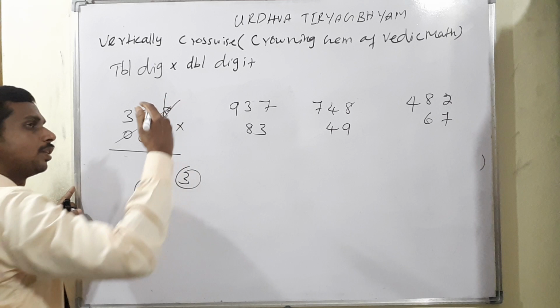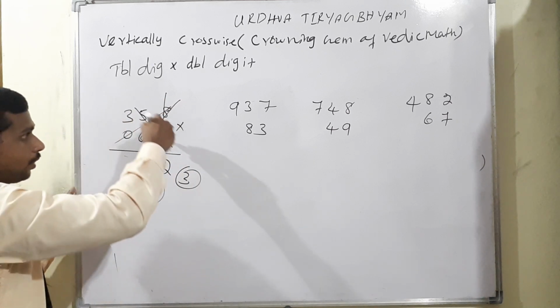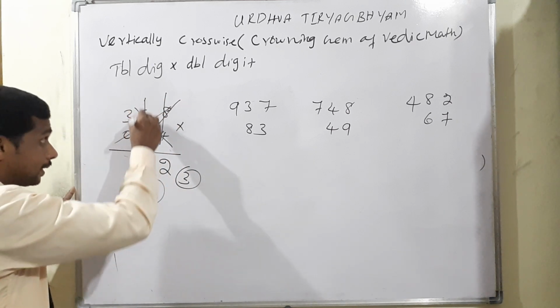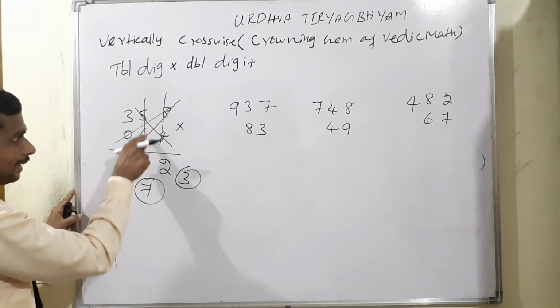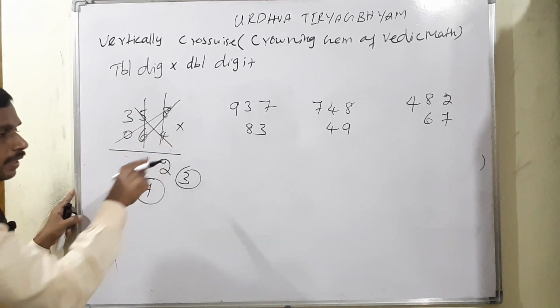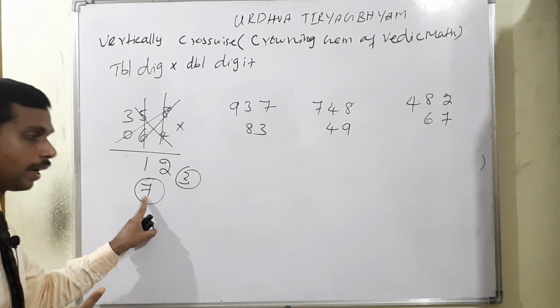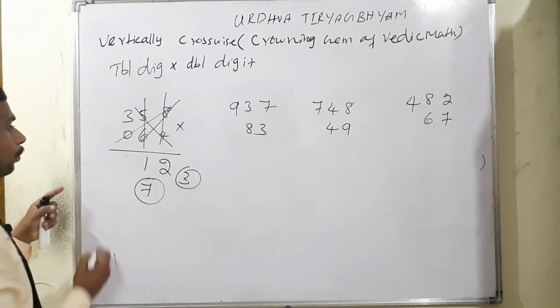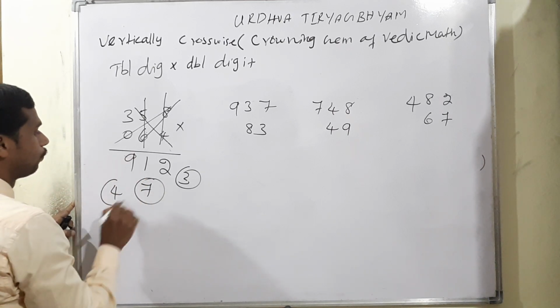Cross to cross, 8 into 0, 0. 3 4s are 12. Then center, so 5 6s are 30. 30 plus 12 is equal to 42. Carry already we have 7. 42 plus 7 is equal to 49. Now we have 4 there.